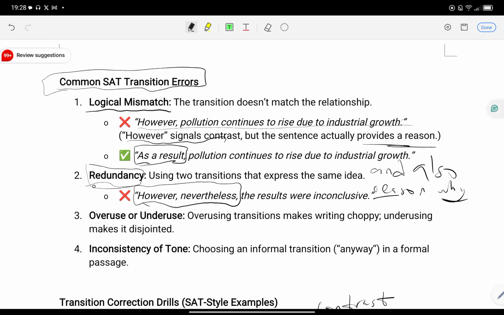At times, redundancy is used. Redundancy just means when something is not necessary in a specific place. Here you see the use of two transitions that express the same idea. For instance, "however, nevertheless," these two mean the same thing. So you should just pick one of them.